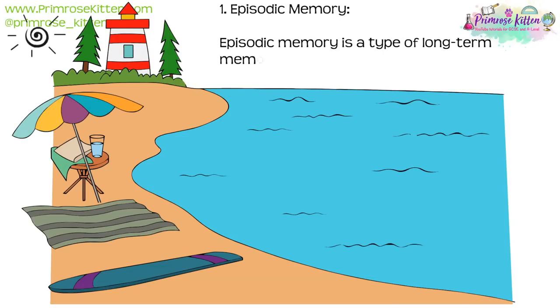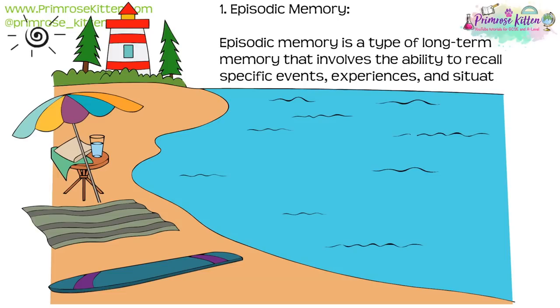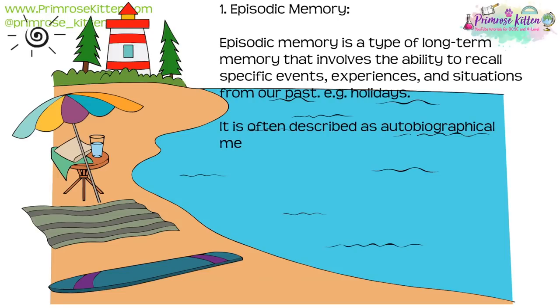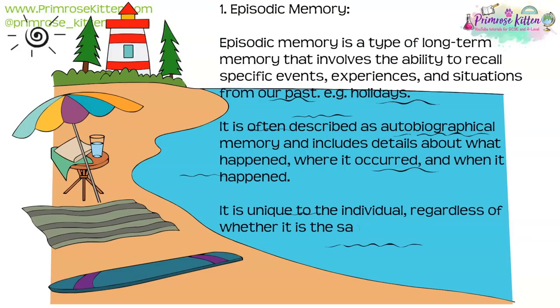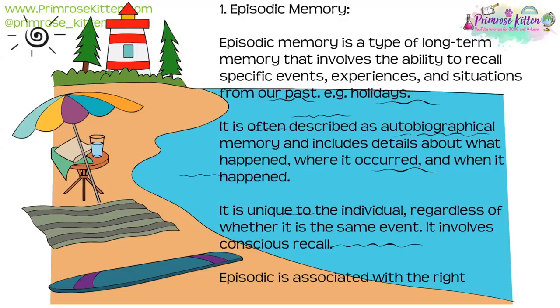1, Episodic memory. Episodic memory is a type of long-term memory that involves the ability to recall specific events, experiences, and situations from our past, for example, holidays. It is often described as autobiographical memory and includes details about what happened, where it occurred, and when it happened. It is unique to the individual, regardless of whether it is the same event. It involves conscious recall. Episodic memory is associated with the right prefrontal cortex.